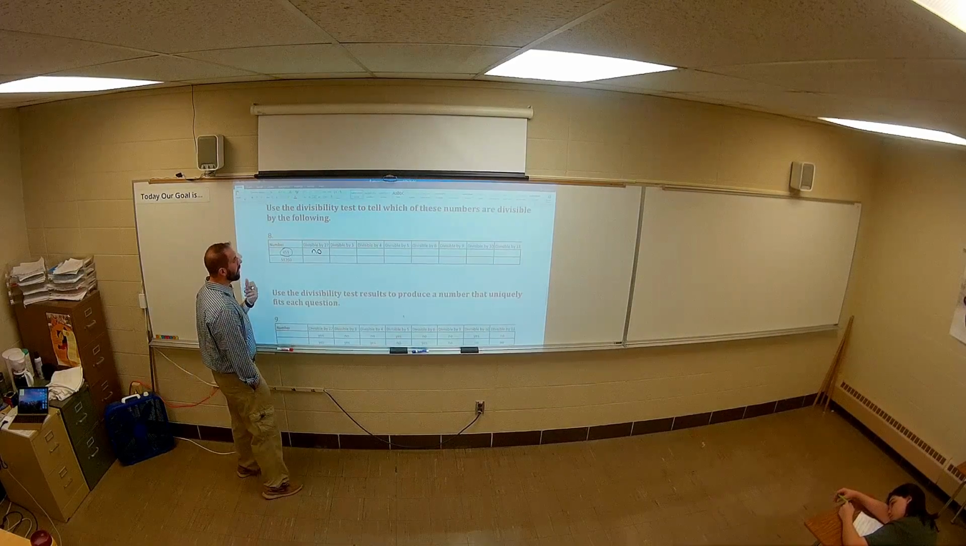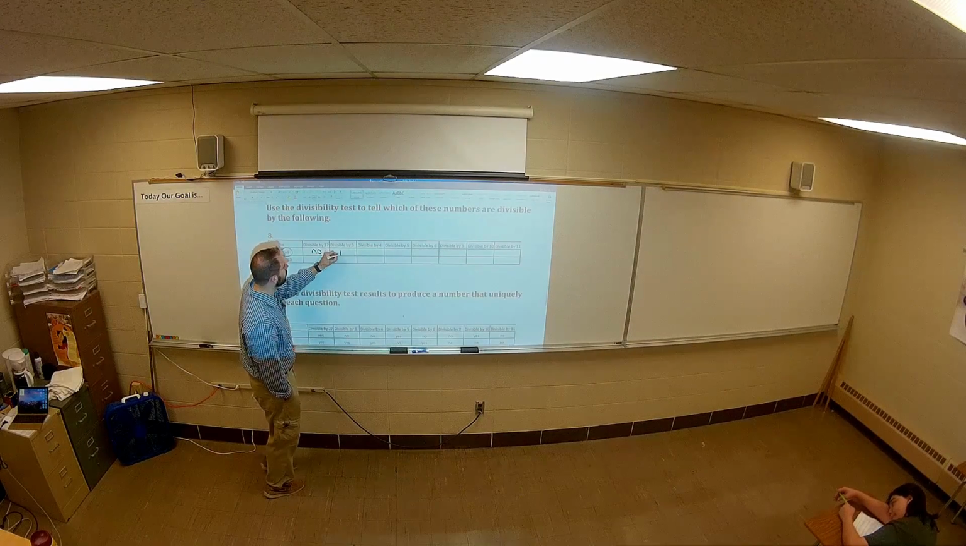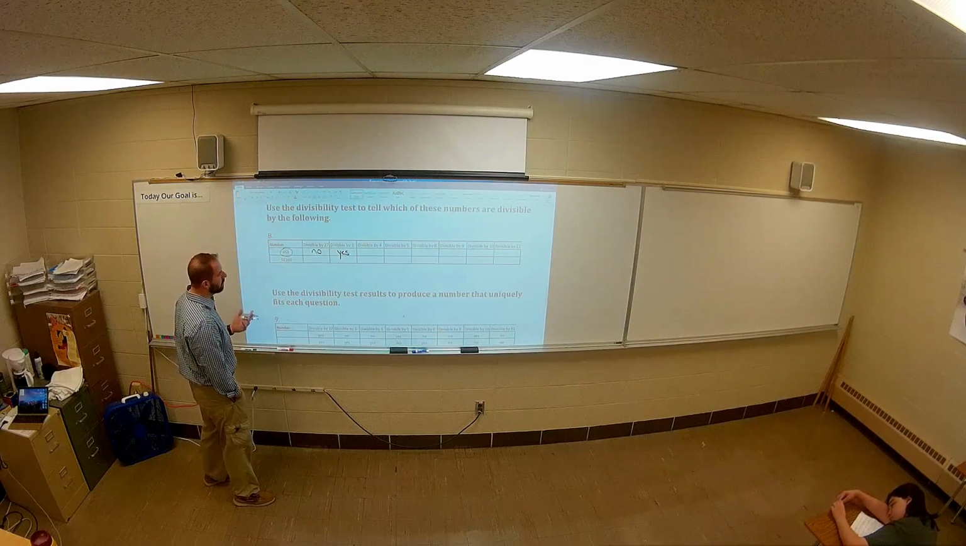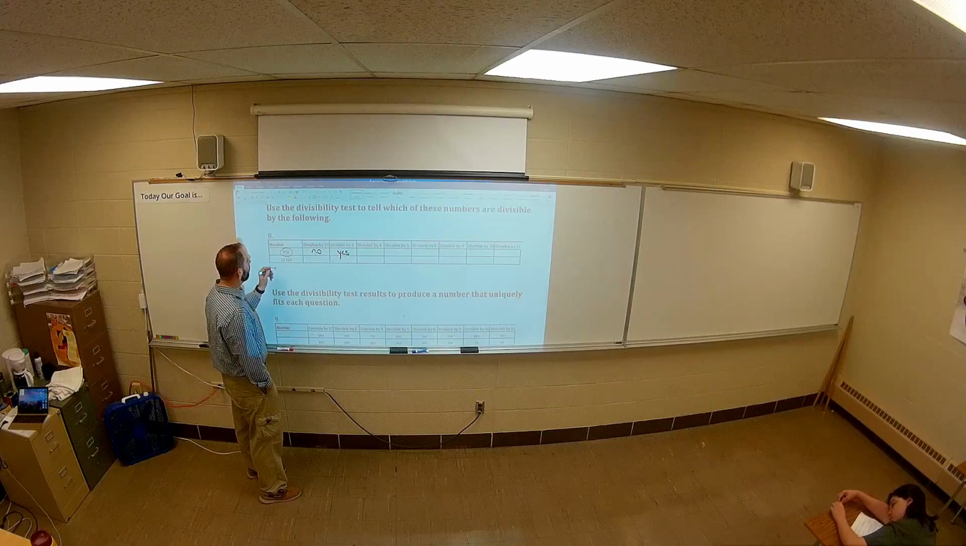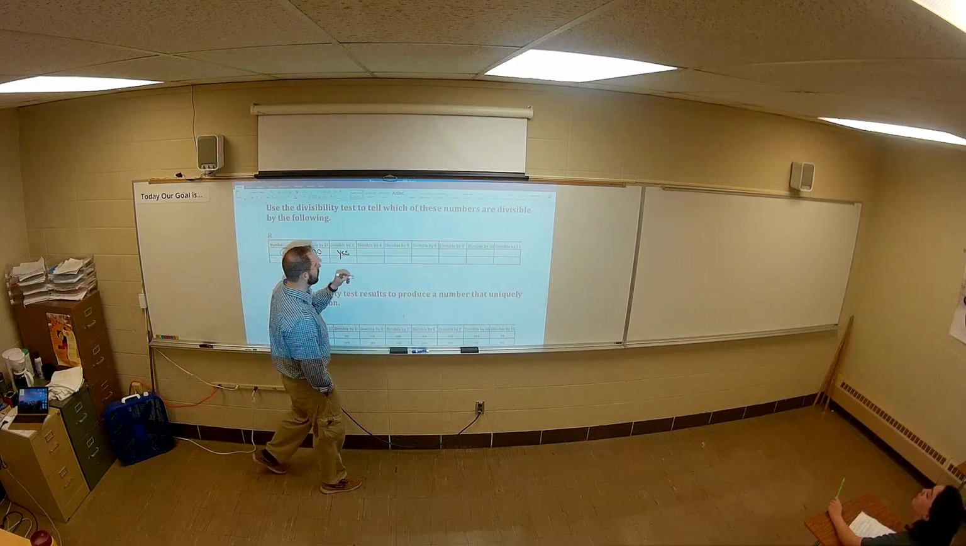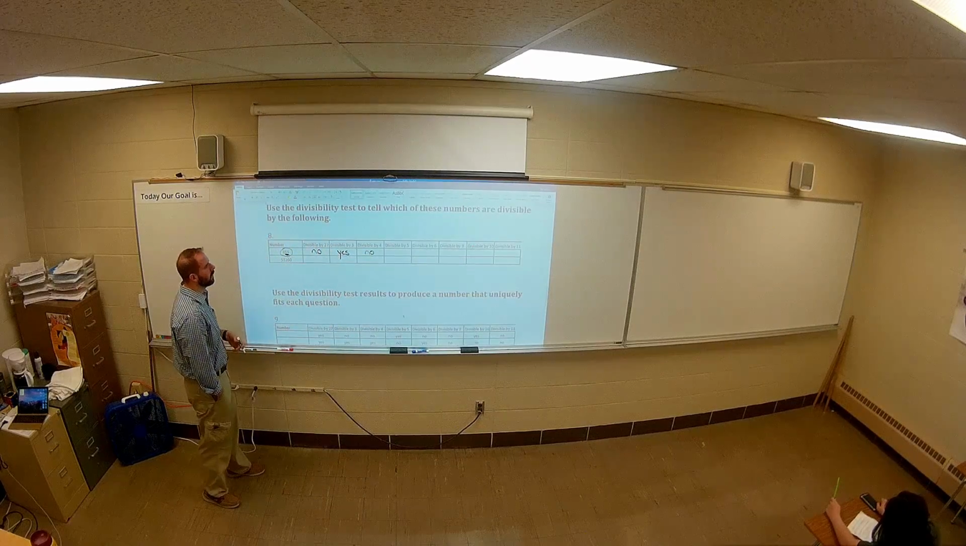Is it divisible by 3? Well, now I have to add the numbers up. So 4 plus 5 is 9, plus 9 is 18. Yes, 3 goes into 18. So, yes, you can divide by 3. By 4, are the last two numbers a multiple of 4? No. 60 would be. 59 is definitely not. 2 didn't go into the number.